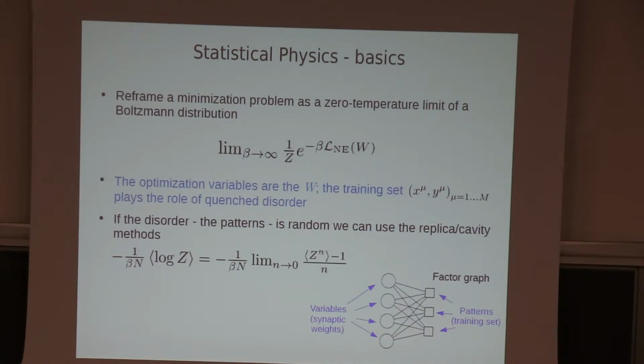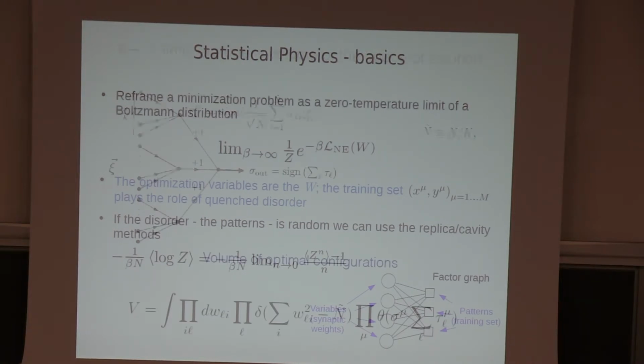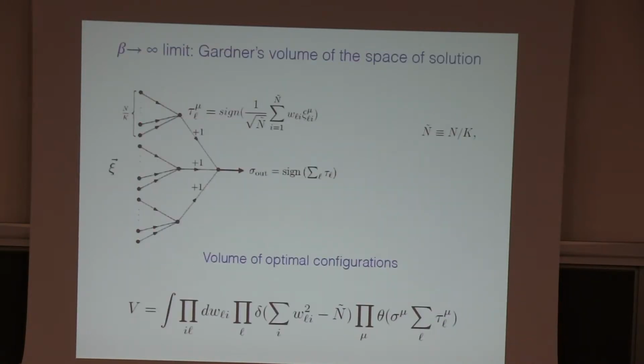So this is a very standard thing that we have been doing for 40 years, in fact. Now, again, if one takes the beta going to infinity limit, one can study the subspace of the weight space that corresponds to perfect learning, and study the geometry of the space of solutions. Okay? And this was done, again, many, many years ago, so this is a kind of overview.